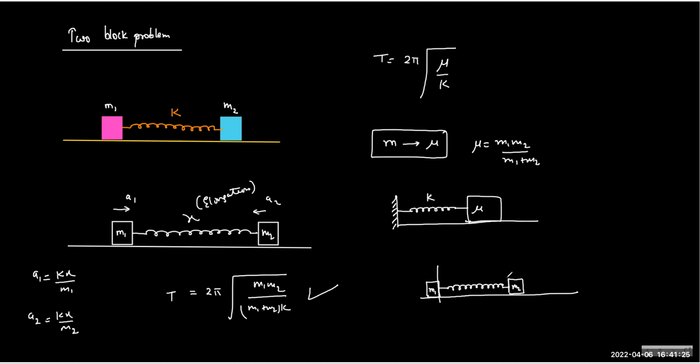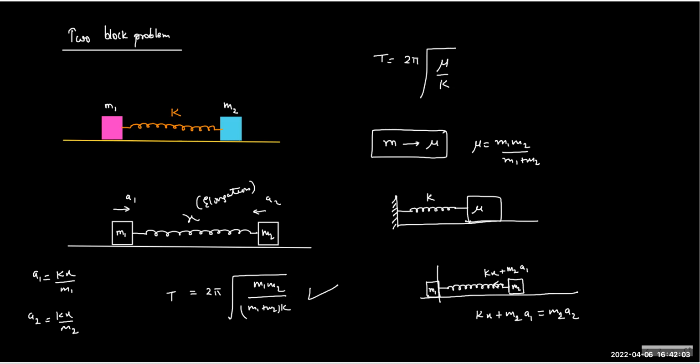The next part is drawing the ability of this M2 in the M1 frame. So it will experience Kx, and because M1 is going towards the right with acceleration A1, it will experience pseudo force M2 A1. So the net force will appear as Kx plus M2 A1, and we can equate this to M2 A2, or you can say A2 dash, not A2.